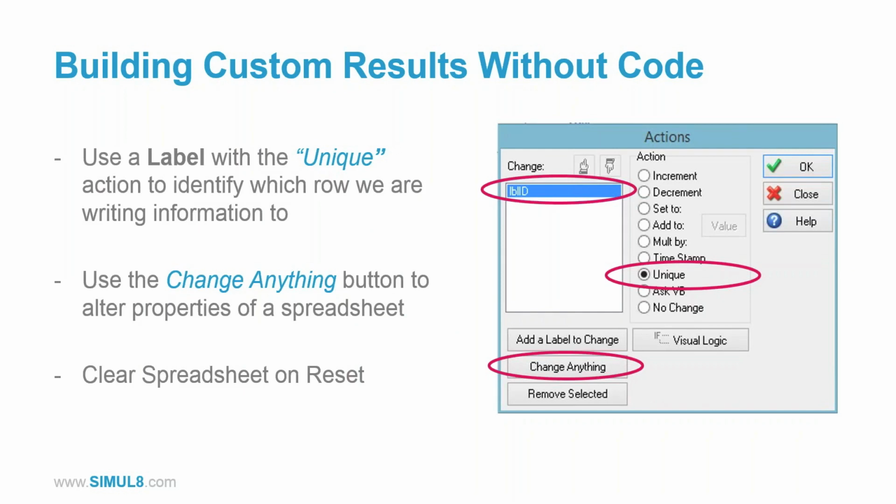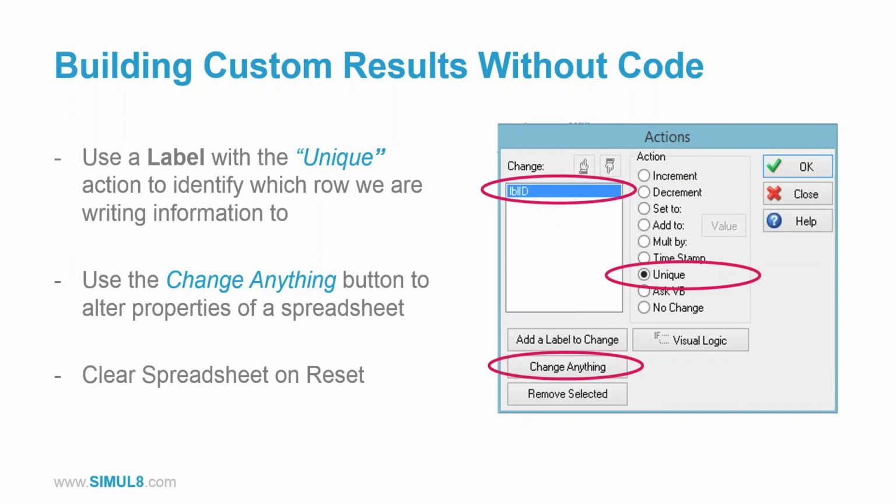And in order for us to be able to do that, we're going to set up a label which is going to store a unique identifier. We're going to use that unique identifier to identify which row on our simulation we're going to write the results out to. This is something we do all the time as consultants when we're building bespoke results where people want to see down to the individual customer level or the individual car or individual call level.